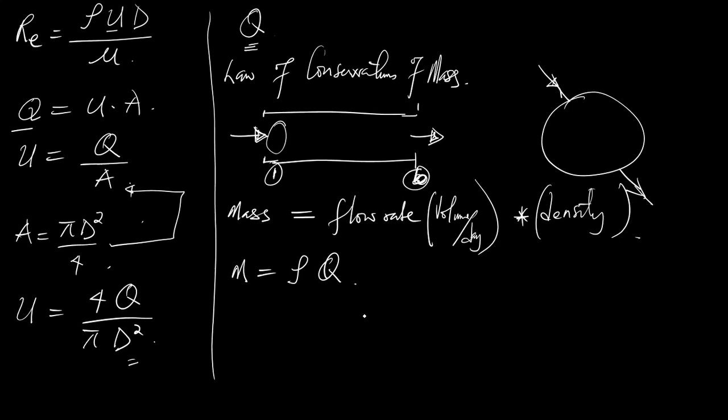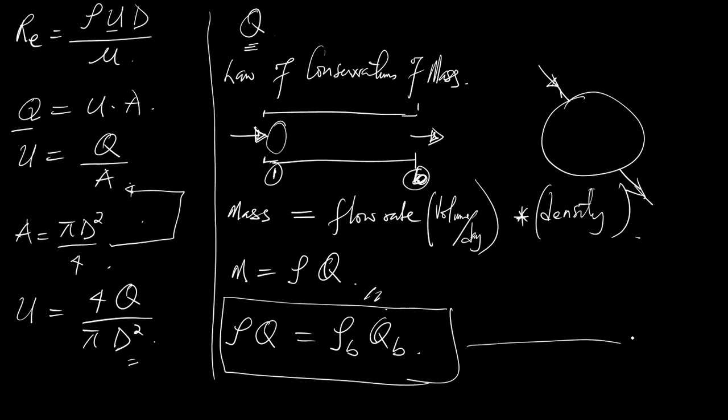Having expressed this, we can now see from the conservation of mass that the product of the density of the gas and the flow rate at any condition is equal to the product of the density of the gas at the standard condition and the flow rate at the standard condition. So this expression is now established. Now we're going to make use of it.